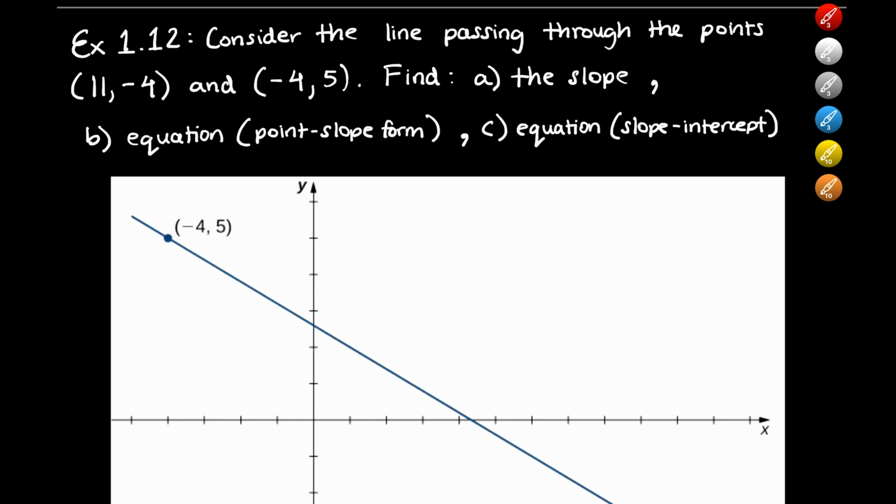It says, consider the line passing through the points 11, negative 4 and negative 4, 5. They want us to find three things. They want us to find the slope, the point slope form of the equation of the function, and the slope-intercept form of this function. So I want you to pause the video, see if you can try solving these three things, and then unpause the video when you're done to see the solution.